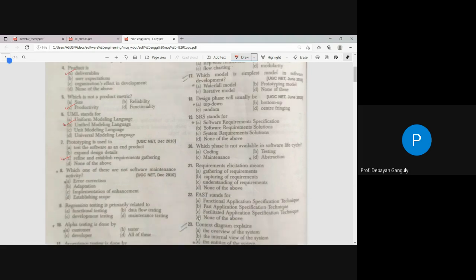Question number 8, which one of these is not a software maintenance activity? That is establishing scope. Option D, regression testing is primarily related to maintenance testing, because regression testing is not integration testing, and it is not under system testing. It is actually maintenance testing.